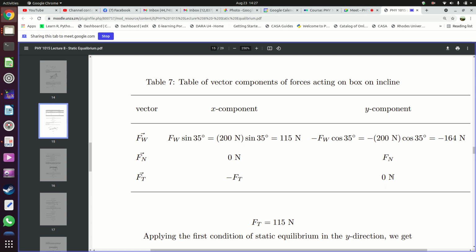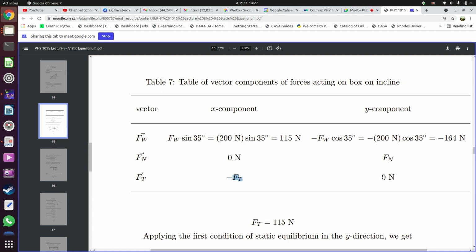Is that clear? So that takes care of all the forces acting on the box on the incline. The weight and its components: the x component of the weight, the y component of the weight. The normal force has got no x component, but it has got a y component, Fn. The tension in the rope is going to have an x component, minus Ft. The y component is going to be 0.